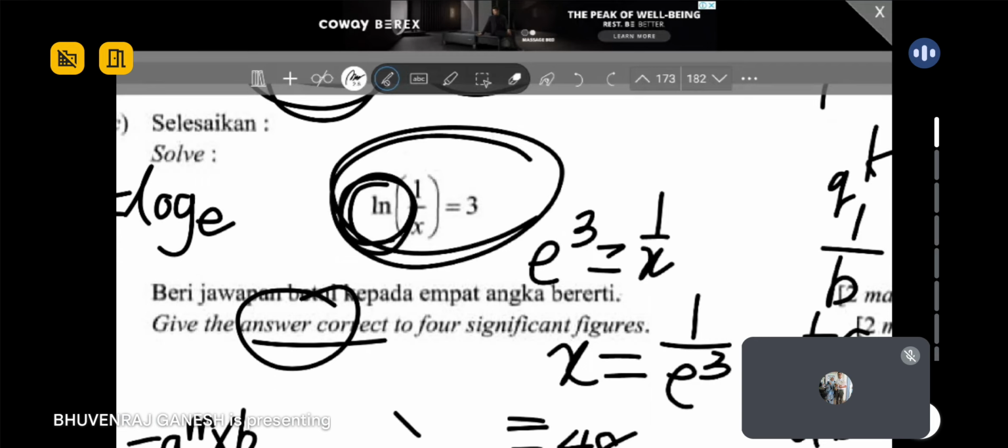Over here, you just press shift ln, just shift ln. So you will get e power. Then you fill in the number. The number is 3, equal. So you get this value. You get this answer. Then 1 over answer. So this is your final answer, guys. The final answer.